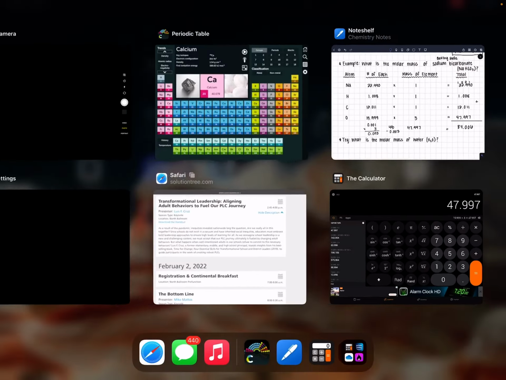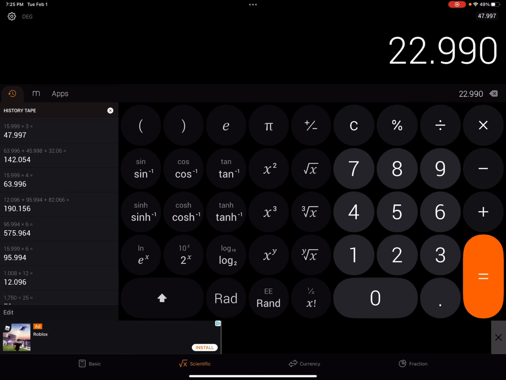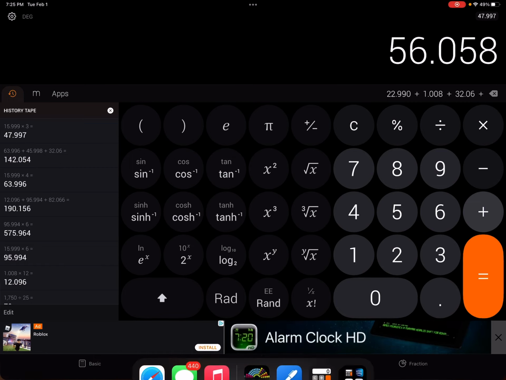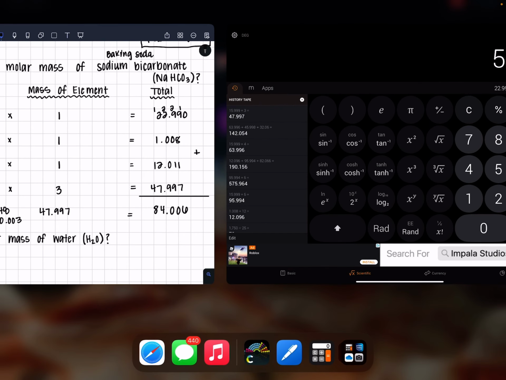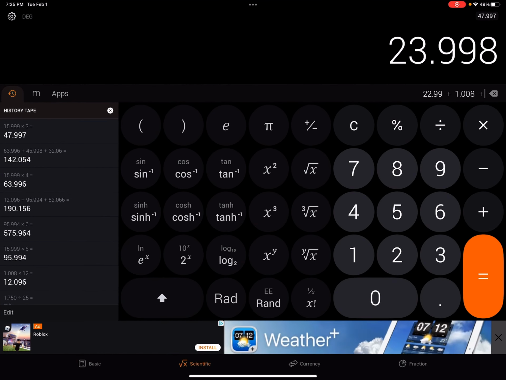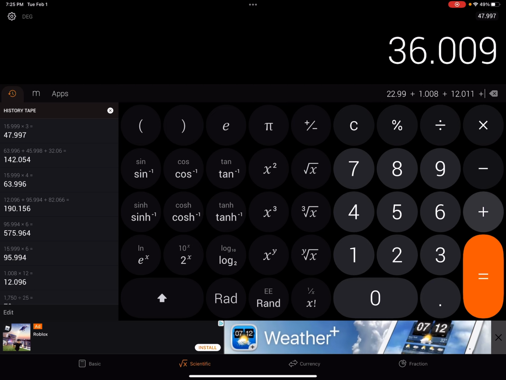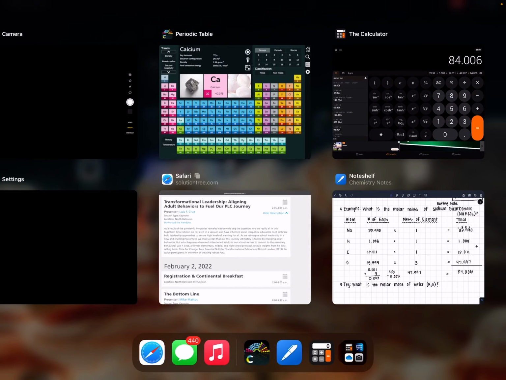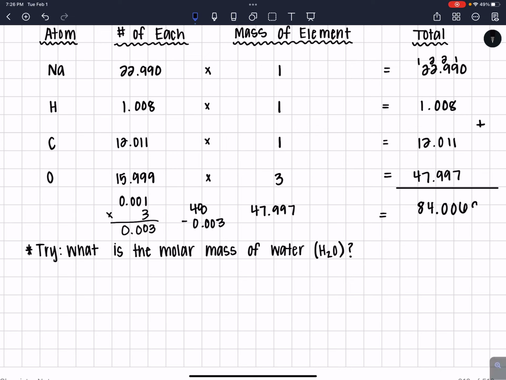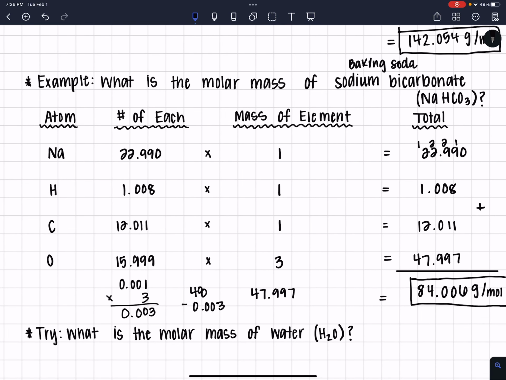I'm going to plug that in my calculator. So 22.990 plus 1.008 plus, oh yeah, I know I didn't do that right. Because it wasn't 32.06, it's 12.011. Plus 12.011 plus 47.997. Enter. 84.006. Nice, I got it right. Okay, so 84.006 grams per mole. So that would be your molar mass of baking soda or sodium bicarbonate.